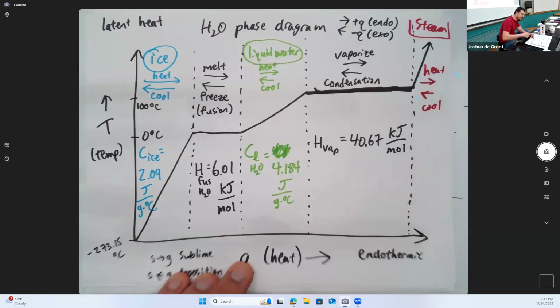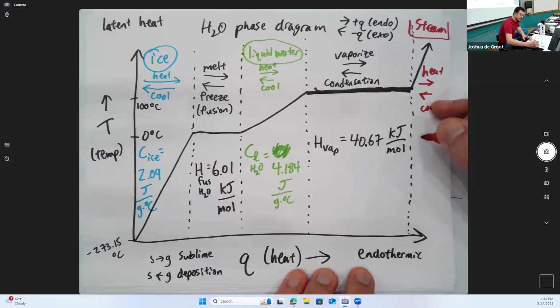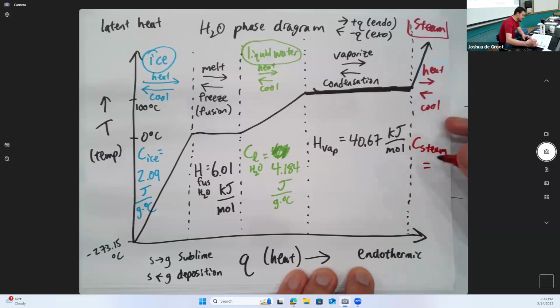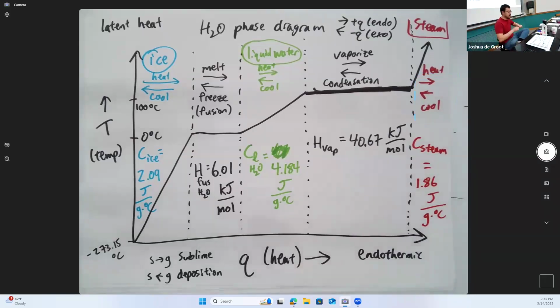The final value we need is for heating up steam. The C value for steam is 1.86. And now we're back to regular joules, and that's over grams times degrees Celsius in the bottom of the units.